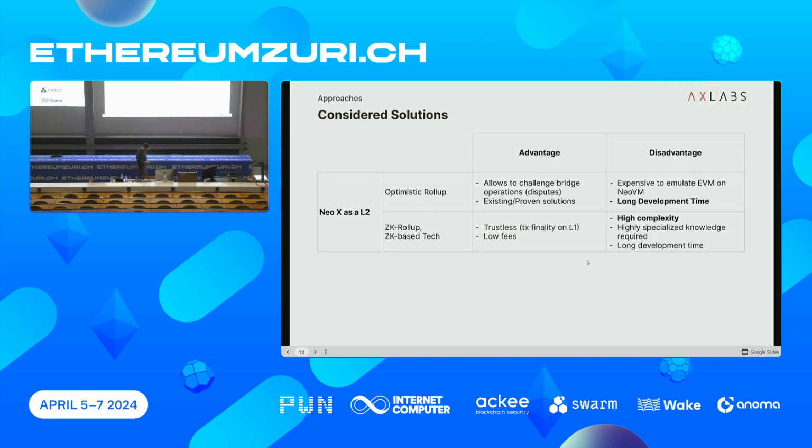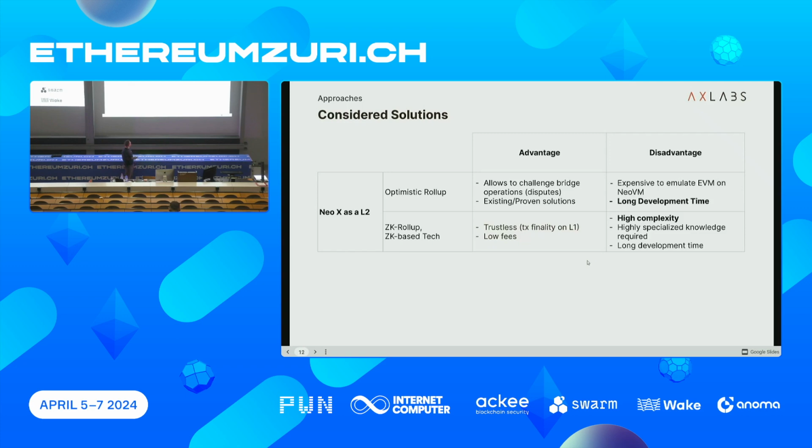So here are some solutions that we considered. We considered NeoX as a layer 2 solution, and the solutions for the bridge would be an optimistic rollup and a ZK rollup. However, with the requirements that I just mentioned, it will take a long development time for some of them. For optimistic rollup, for example, we would need to emulate the EVM, because remember, NeoVM is not EVM-compatible, which will take quite some time. And ZK rollup, it's just a high complexity, and we don't have the skill set. So we would need to onboard new people that already know this, or otherwise we would need to learn it, but this takes a long time as well.